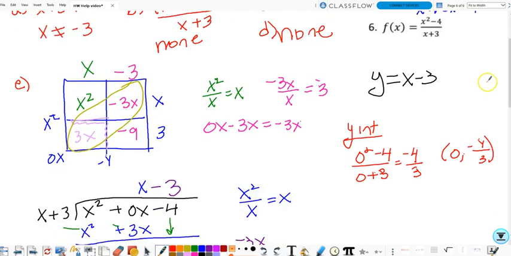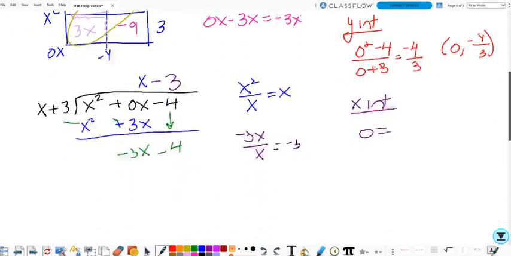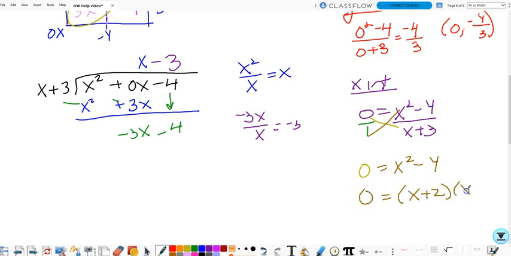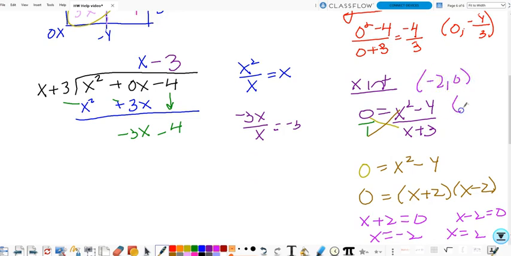X-intercept. Set the whole equation equal to 0. Make your 0 into a fraction. Cross multiply. 0 times the denominator is 0. 1 times the numerator. Oh, but I already factored that. It's a difference of perfect squares. So when each factor equals 0, that's at -2, +2. So our x-intercepts are -2, 0 and 2, 0.